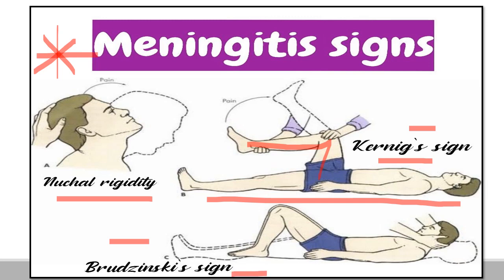Then Brudzinski sign. What is Brudzinski sign? When we are flexing the neck of the patient, who is kept in the supine position, the hips or legs also automatically flex. That is Brudzinski sign. It's important. Nuchal rigidity, Kernig sign and Brudzinski sign are the cardinal symptoms of meningitis, which are also used for diagnostic study.